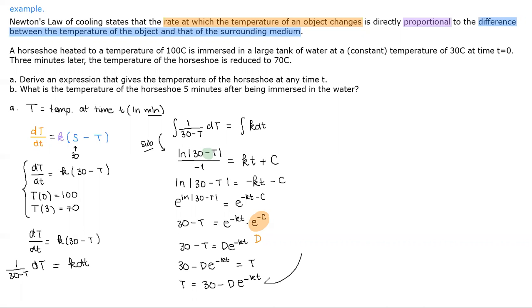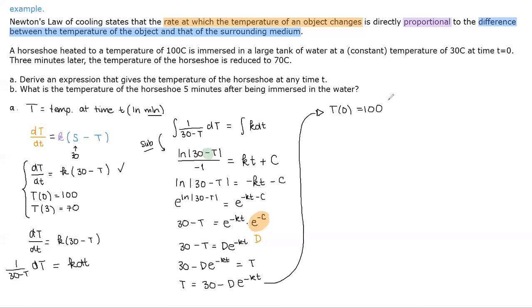All right, so here we go. At this point, I'm going to start using my initial conditions. So I have found the general solution to the differential equation. I am going to now use the initial conditions that I was given in order to find the two things that I still don't have values for in my equation, which are D and K. So first, let me set T of 0 is equal to 100.